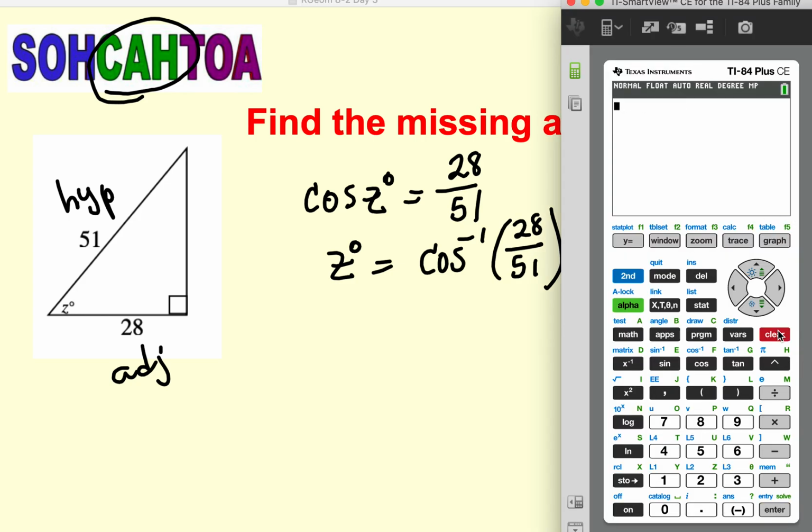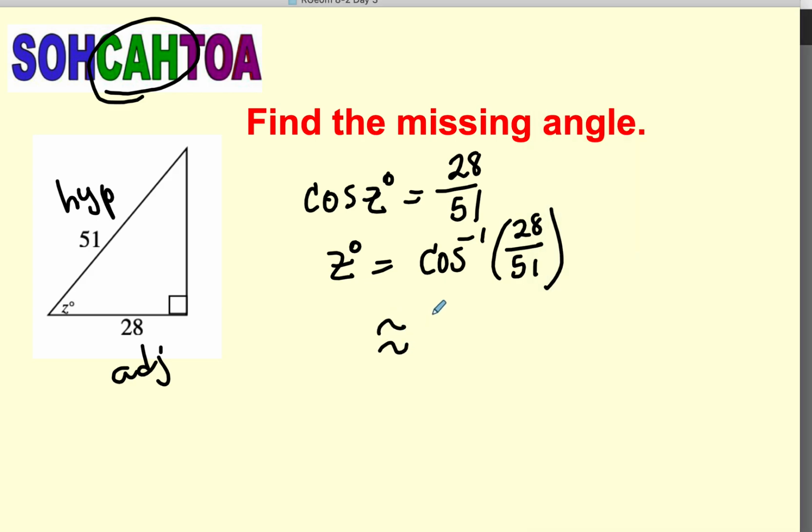Let me clear that out. Second cosine, and this is going to be 28 divided by 51. And our angle will be 56.7. So this is approximately 56.7 degrees.